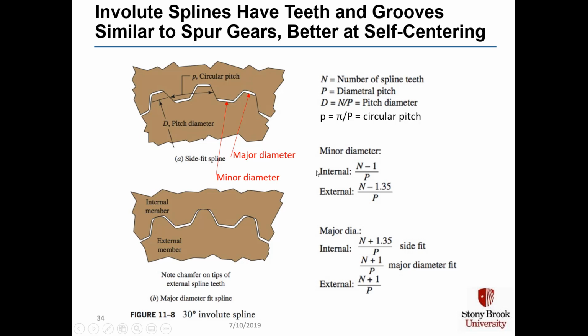You also have N equals the number of spline teeth, capital P equals the diametral pitch, capital D is equal to N over capital P, that's the pitch diameter, and small p, which is pi divided by large P, is the circular pitch. For the minor diameter, the internal minor diameter is here, and that's equal to N minus 1 over P, and the external diameter is this one here that I'm pointing to, and that equals N minus 1.35 over P. Major diameters have their equation shown here on the bottom right.